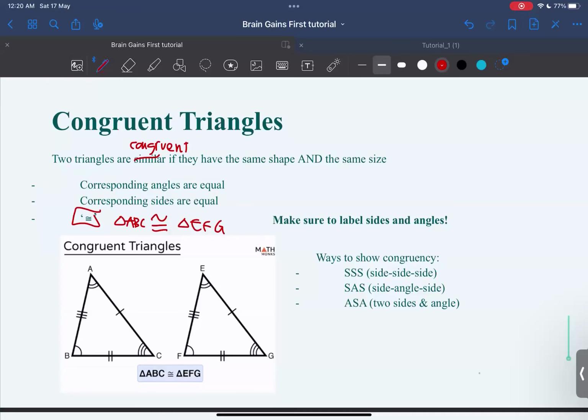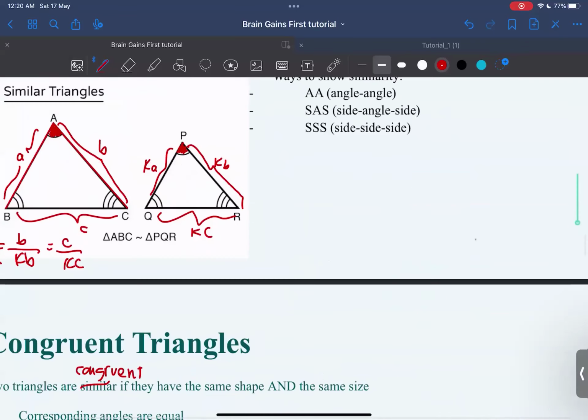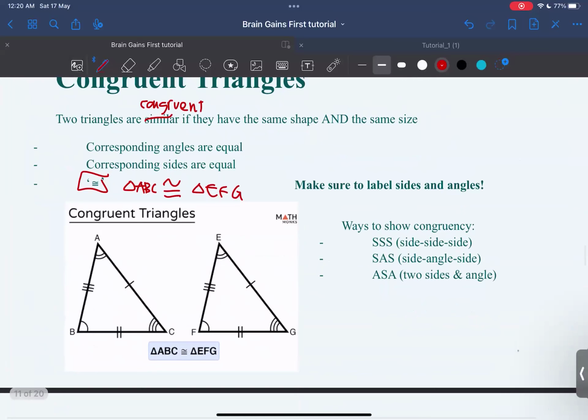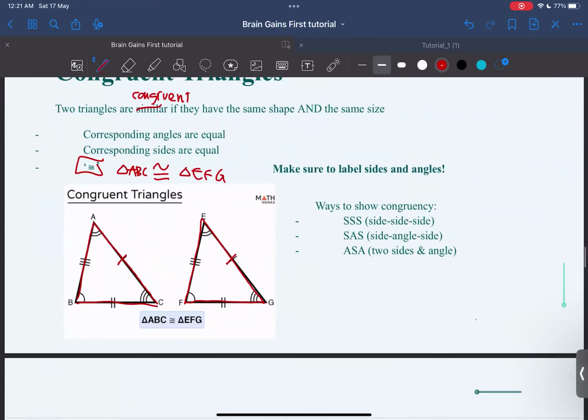Okay, so now the ways to show congruency are very similar to the ones to show similarity. We could do it with side, side, side. That just means proving all three pairs of corresponding sides are the exact same length. So if you see these dashes on the lines, the same type of dashing means that these two lines are equal. So that would mean AC is equal to EG. So if we prove that AC is equal to EG, we also prove that AB is equal to EF, and then we also prove that BC is equal to FG, all in length. Then that's enough to show that they are the same shape and same size.